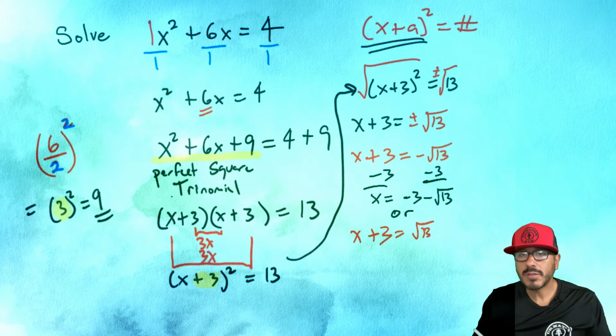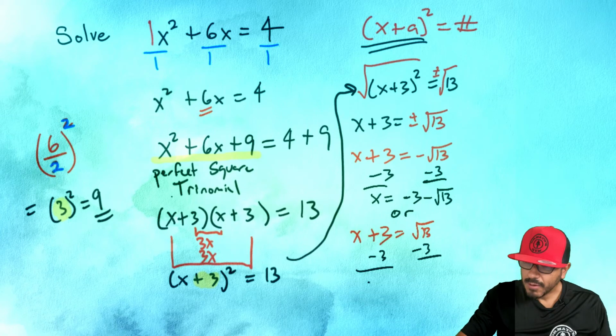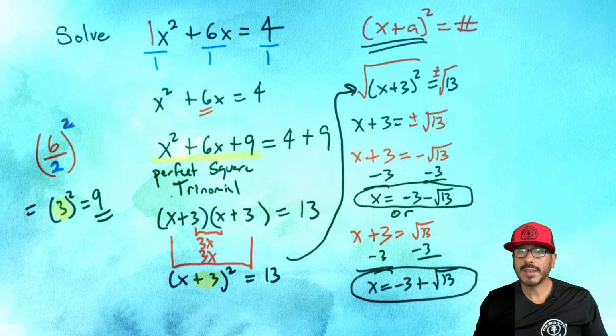Or, right, that's one of our solutions. Or we'll go ahead and subtract 3, and we'll get x equals negative 3 plus, because it's a positive square root of 13, the square root of 13. So now there are your two solutions right there.